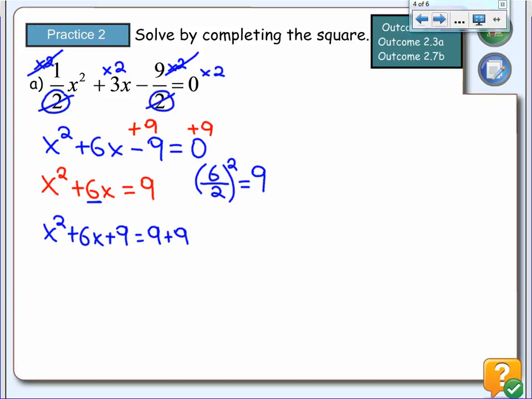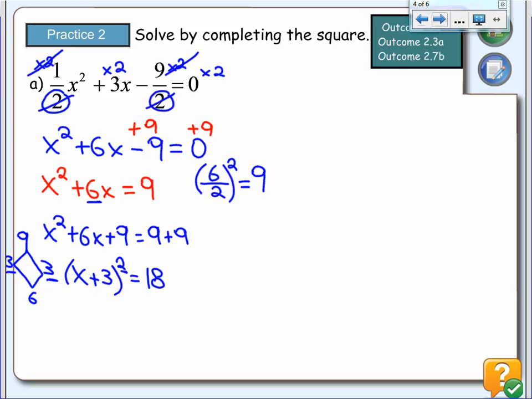Now I've created something on the left that can be factored. If I factor that, it will always be x, and then whatever your b value is, divided by 2. So plus 3, and it's always going to be squared. If you wanted, you could have diamond method that again. So things that multiply to 9 and add to be 6, 3 and 3. Notice that there's 2 of them, that's why it's squared.